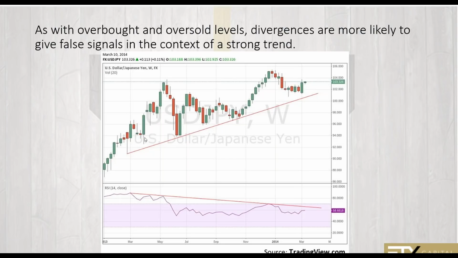As with overbought and oversold levels, divergences are more likely to give false signals in the context of a strong trend. So remember that when the asset is trending and it's a very strong trend, you will most likely get very, very false signals from RSI.